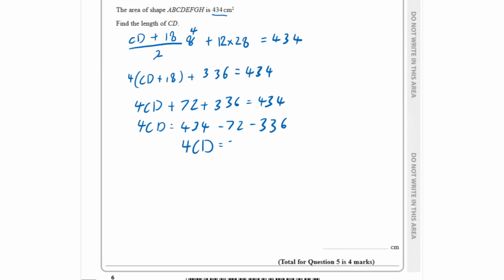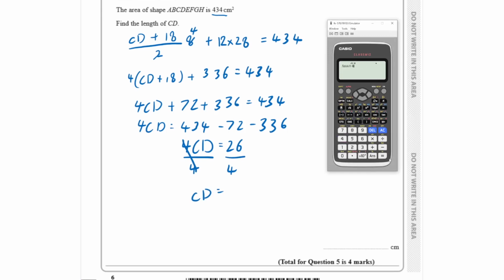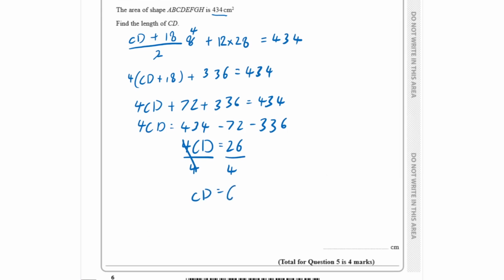4CD is equal to 26. We divide this by 4, cancel out, divide by 4. CD is equal to 6.5 centimeters.